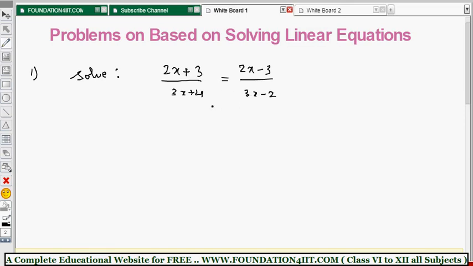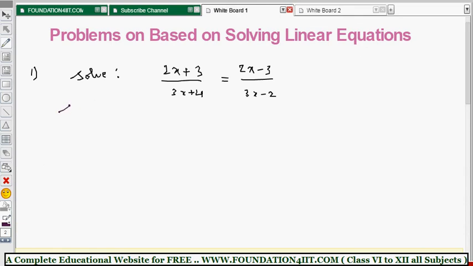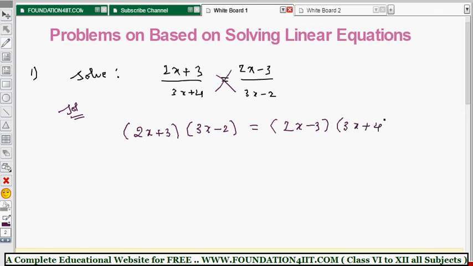This you need to solve directly with the cross multiplication method. So when you do direct cross multiplication, solution: first fraction numerator into second fraction denominator. So that is (2x plus 3) into (3x minus 2), okay, is equal to, now second fraction numerator into first fraction denominator. So (2x minus 3) into (3x plus 4). Okay. Now the equal symbol is there, on both sides we need to simplify first. LHS and RHS we will simplify after doing cross multiplication.